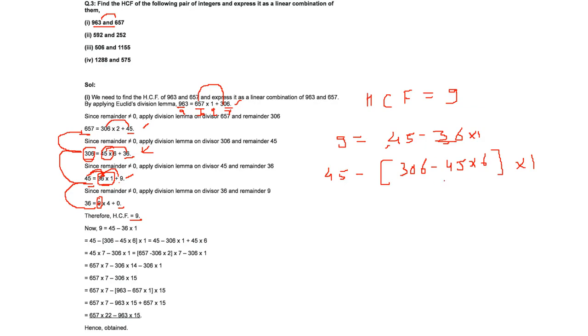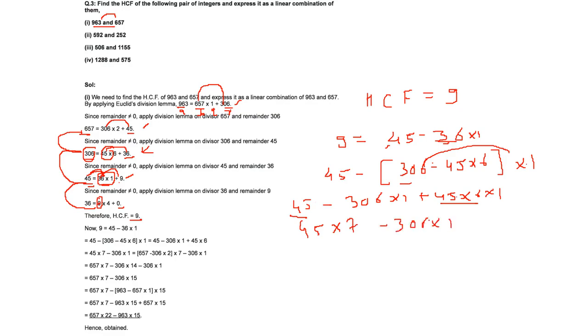Let us expand these. 45 minus 306 into 1. And minus minus is plus. So plus 45 into 6 into 1. So this is 45, this is 45 into 6. So this becomes 45 into 7. Right? This is 45 into 7 minus 306 into 1. Up till this point, it is okay.